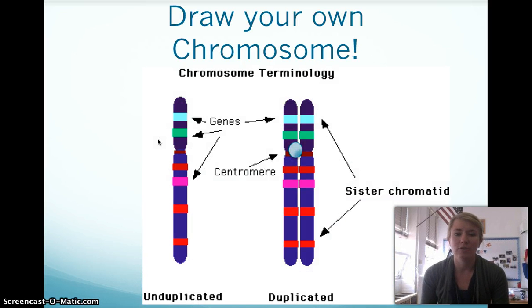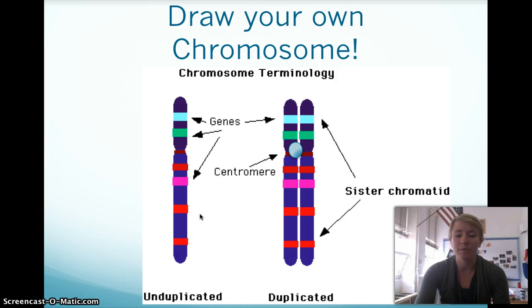So go ahead and draw your own chromosome. Make sure that you get this all down. Before replication, this is what a chromosome looks like. All these little guys are genes. So this might tell you what color your hair is. This might tell you how tall you are. This might tell you how long your fingernails grow. This might tell you what color your eyes are.